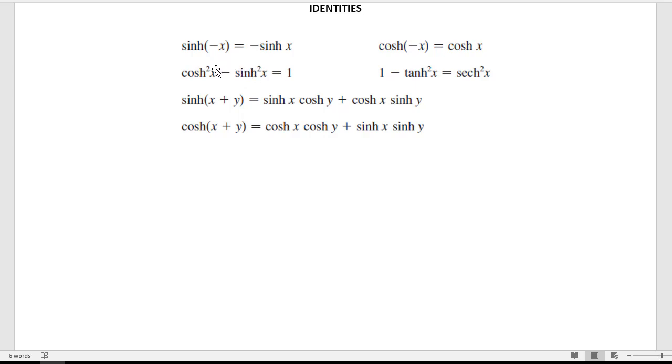Remember that with regular trig functions, we have cosine squared plus sine squared equals 1. With hyperbolics, we have hyperbolic cosine squared minus hyperbolic sine squared equals 1. So we have a subtraction sign here. So cosh squared minus sinh squared equals 1. Now, any of these identities is actually pretty simple to prove or derive.